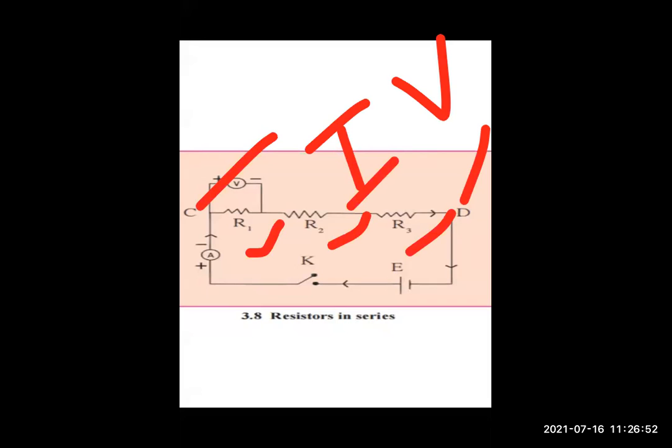Now we will write RS for the resistance in series, that is, the effective resistance between C and D. According to Ohm's law, V equals I into RS. So what will be V1? V1 will be IR1, V2 will be IR2, and V3 will be IR3, because the same current is flowing. So you don't have to write I1, I2, I3. You simply write V1 equal to IR1, V2 equal to IR2 and V3 equal to IR3, and substitute these values in equation number 1.